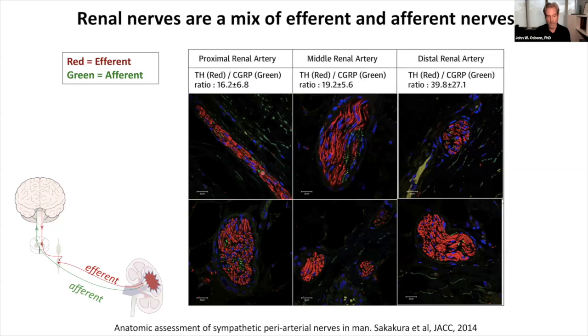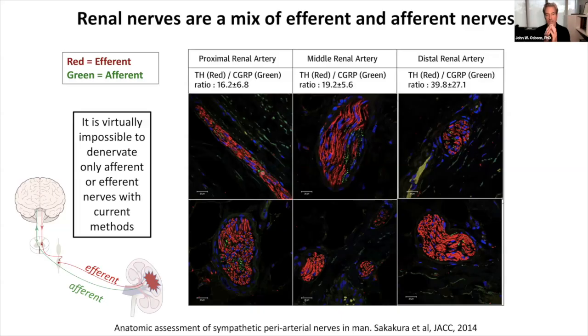But the point I want to make here is these are all mixed in together in the nerve bundle. And what that means is with these catheter-based approaches that are being used in humans right now, it's impossible to selectively destroy afferent or efferent, so you're destroying all of them. So people that get a catheter-based procedure, you destroy afferent and efferent nerves to the kidney.